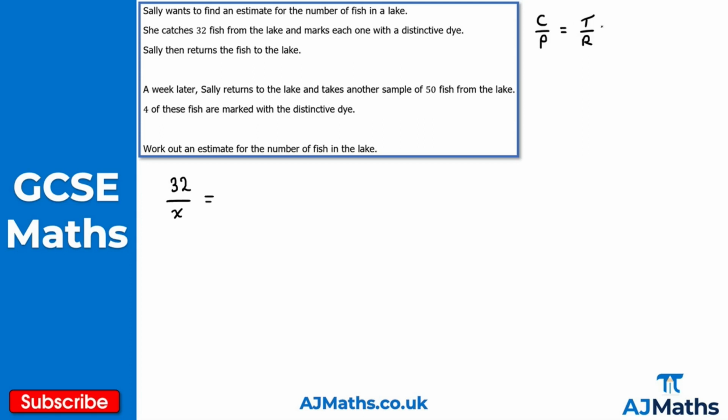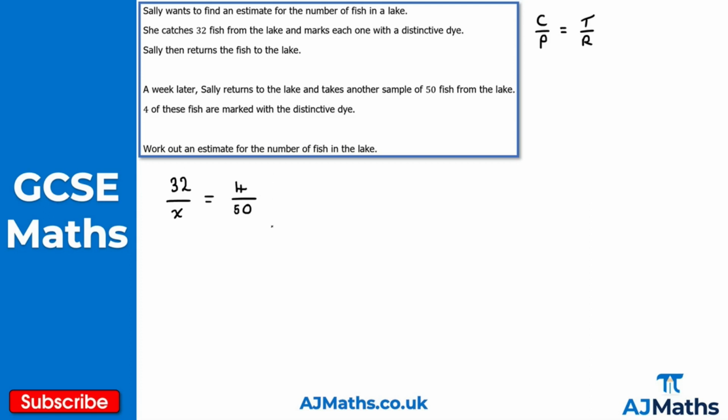Remember, T here is how many were tagged. Well, there's 4 of these fish that have the dye on. That's going to be 4. And how many did we recapture here? Well, we caught 50 fish, so it's going to be 4 over 50. Okay. So always remember the order that it goes here: the first fraction represents the first sample, the second fraction represents the second sample. It doesn't have to be in that order, but I find that it helps to keep it first sample, first fraction, second sample, second fraction.